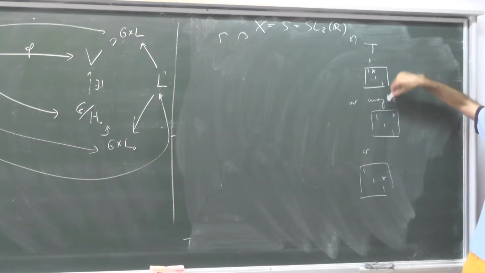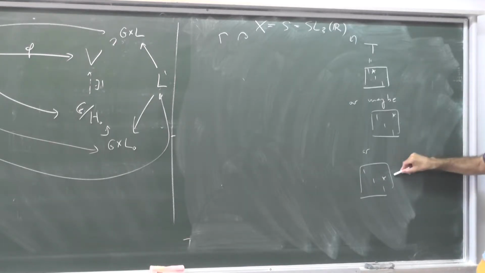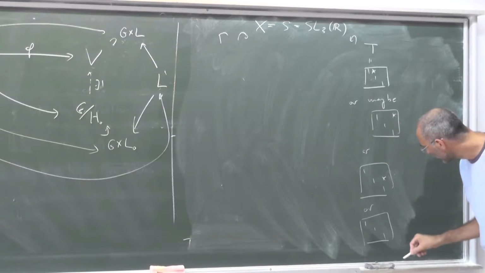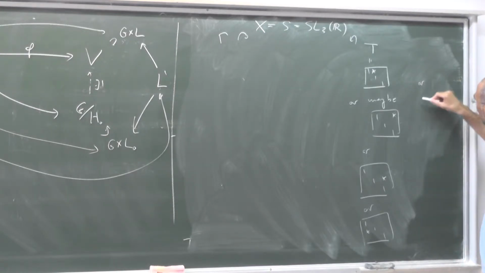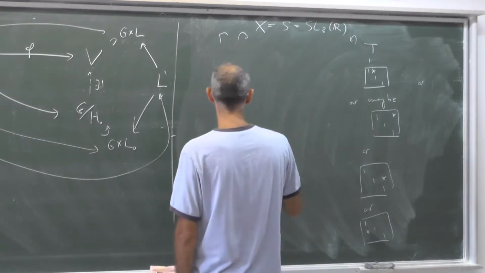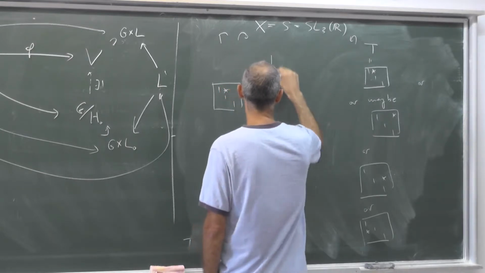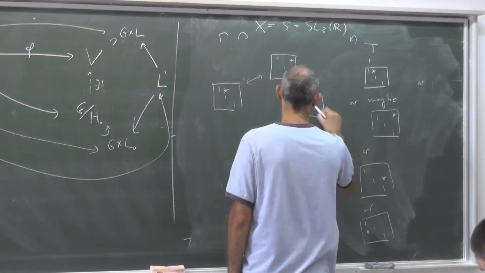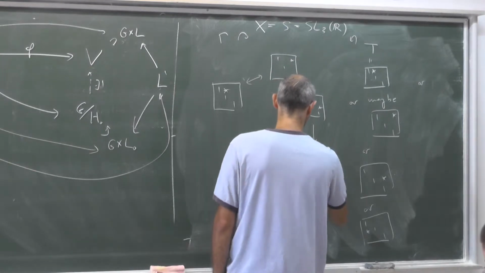And you should observe that these two groups commute. I can give you a diagram of six groups. It's silly, but it is important. These two groups commute. These two groups commute.